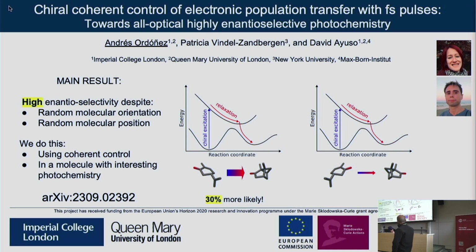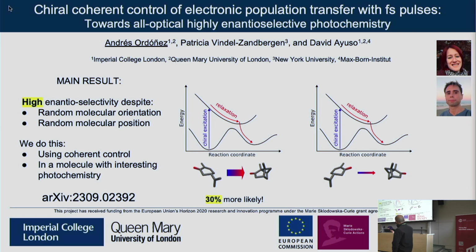So the main result of this work is that we found a laser field configuration which is able to drive this electronic transition much more efficiently in this enantiomer than in the opposite enantiomer, while taking into account that the molecules are randomly oriented and randomly positioned across the interaction region.